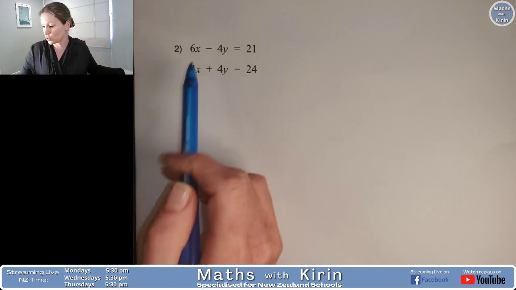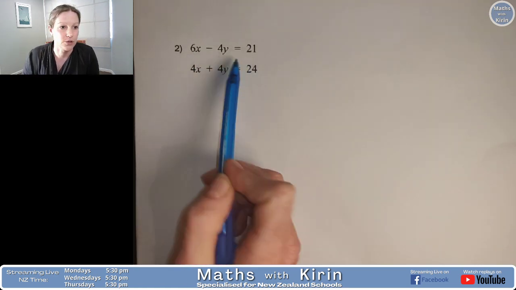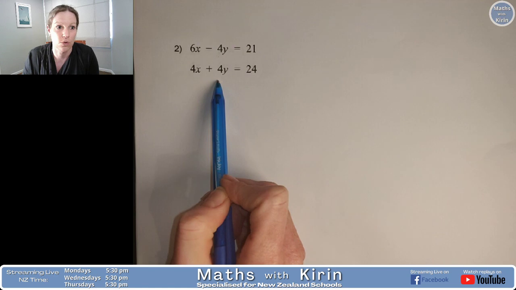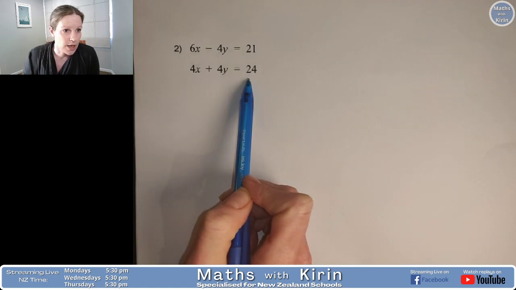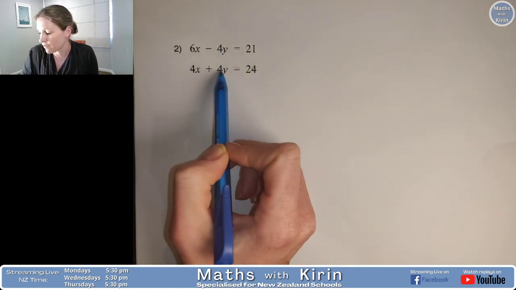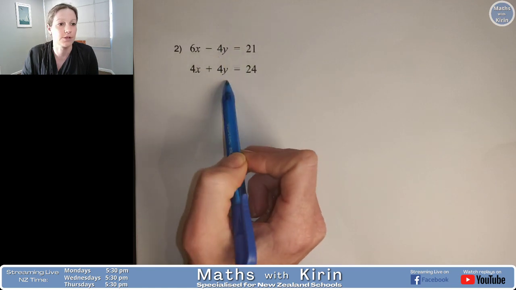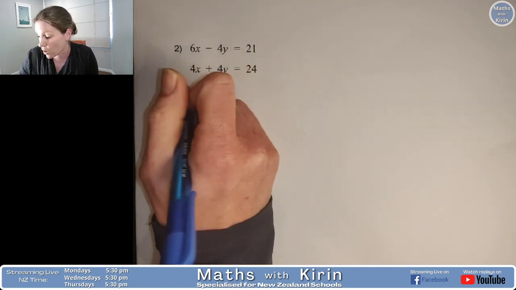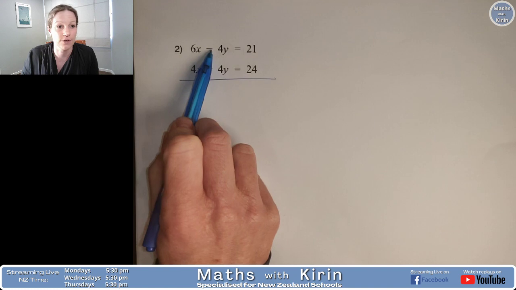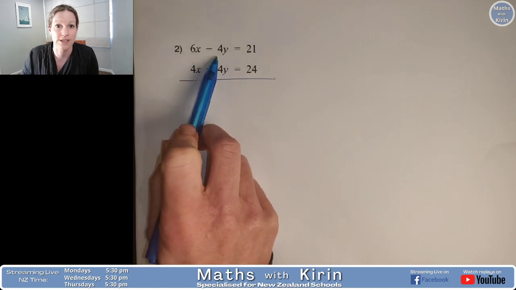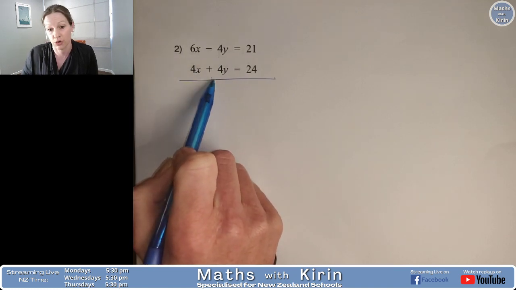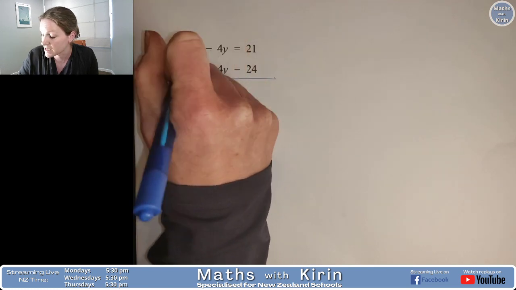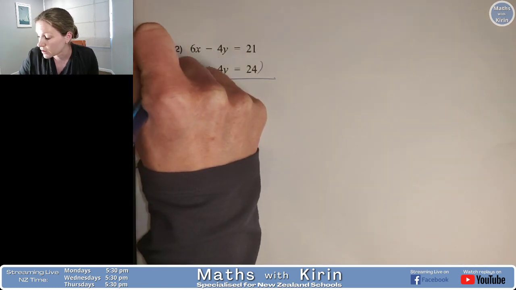Example number 2, we've got 6x minus 4y equals 28 and 4x plus 4y equals 24. So you'll notice we've got a 4y in both of those equations. So we're going to eliminate our y term. But because we have a negative 4y and a positive 4y, the signs are different. Instead of subtracting the equations, when the signs are different, you add the equations.